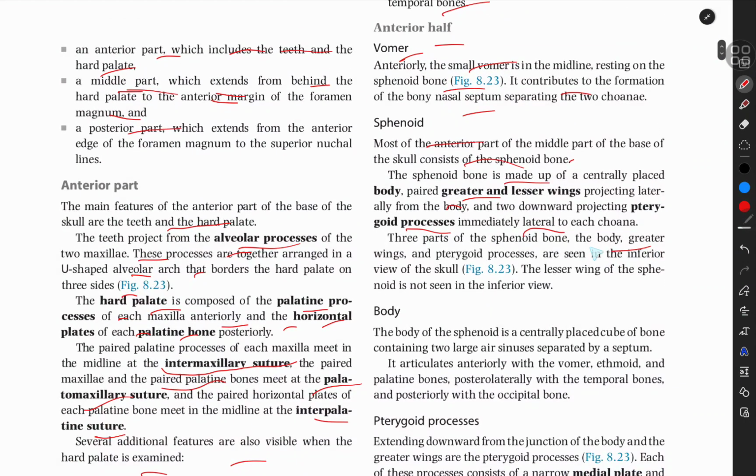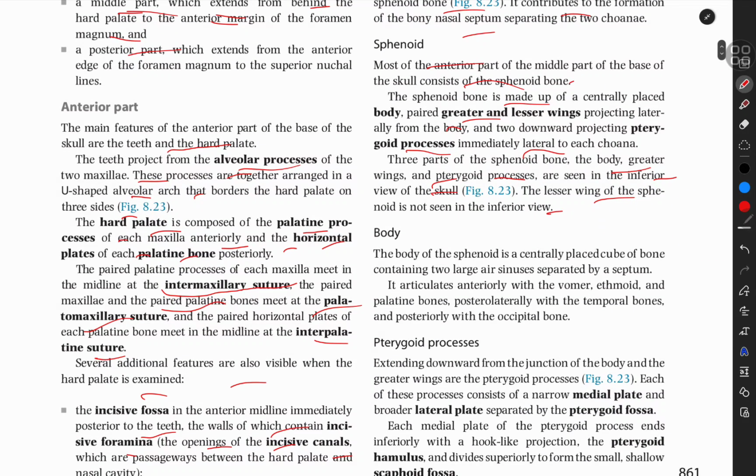Three parts of the sphenoid bone, the body, greater wings, and the pterygoid process, are seen in the inferior view of the skull. The lesser wing of the sphenoid is not seen in the inferior view.